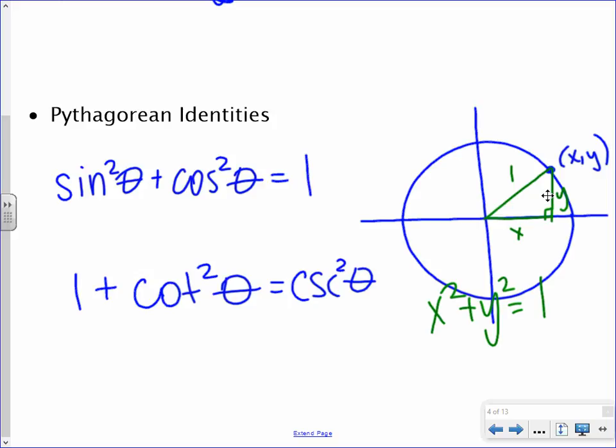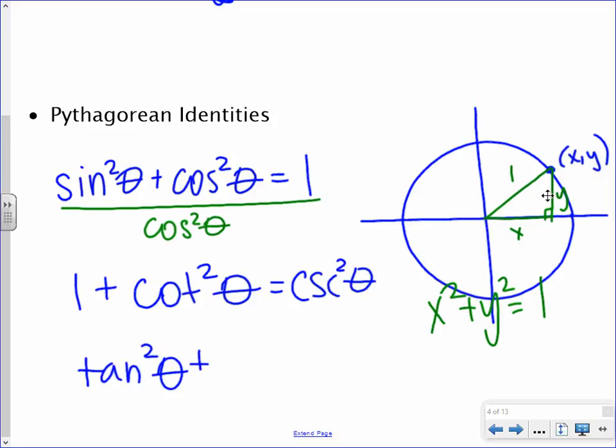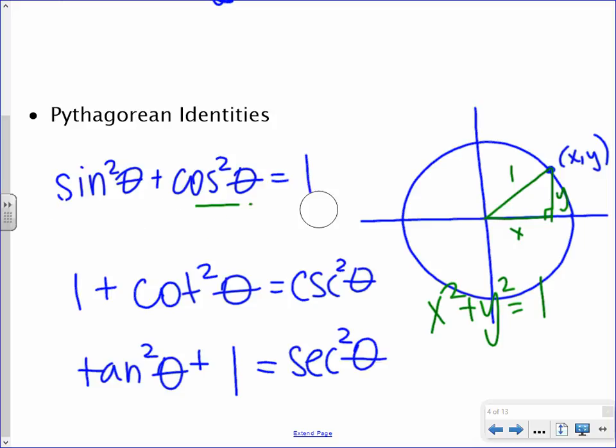Okay, once again, in green, don't write it down. Let's divide everything by cosine squared. What's sine squared over cosine squared going to be the same as? What about cosine squared over cosine squared? 1. And 1 over cosine squared is the same as secant squared. So these are your 3 Pythagorean identities.